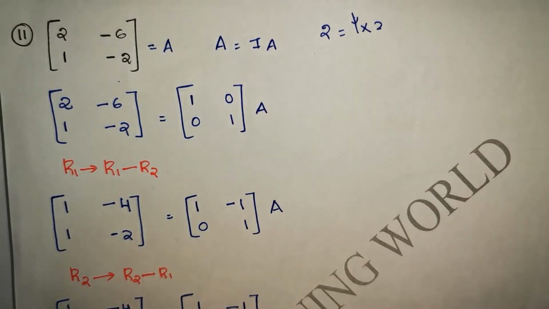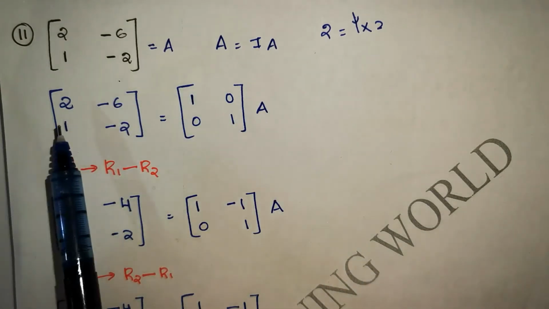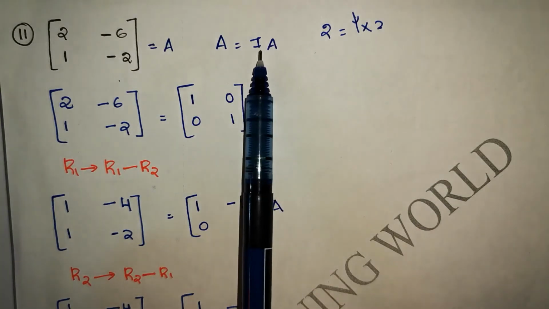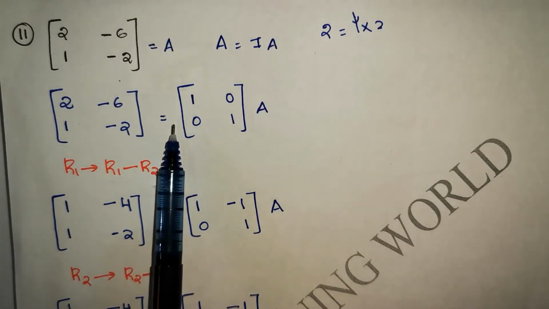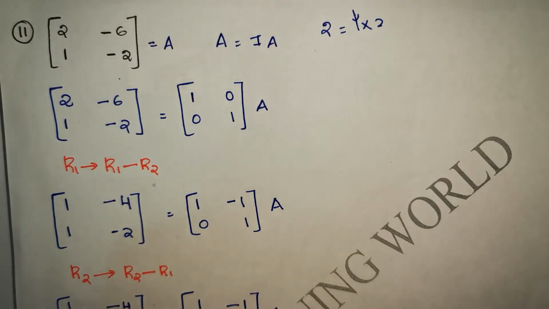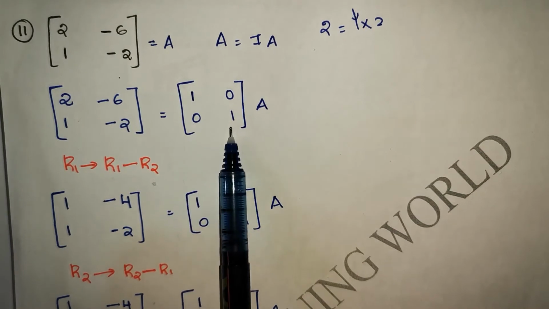So what is our A? This matrix is our A. So I am writing A here: 2 minus 6, 1 minus 2, that is equal to I. I is our identity 2 by 2 matrix. If the question is a 2 by 2 matrix, we have to take the 2 by 2 identity matrix. So 1 0 0 1, A.